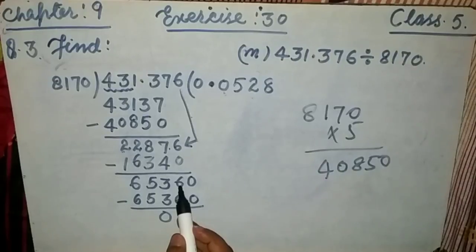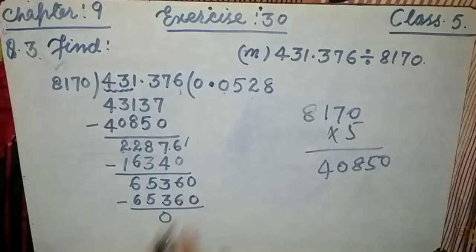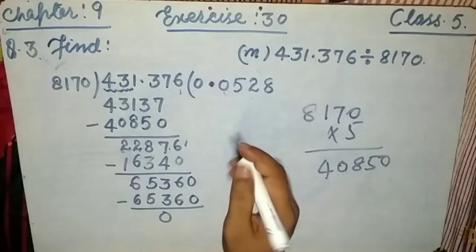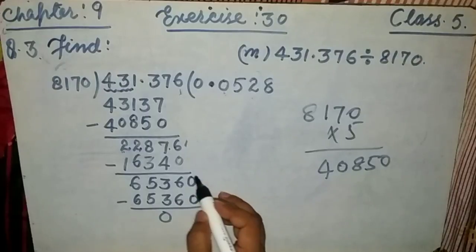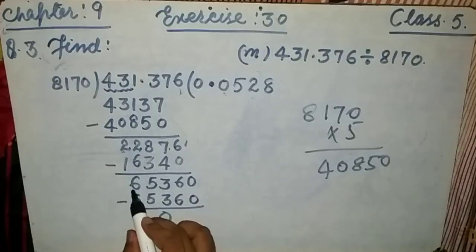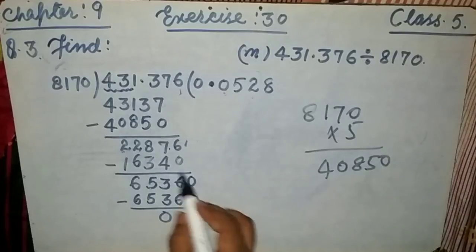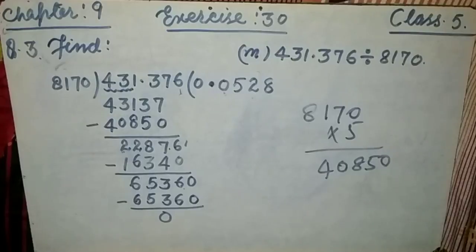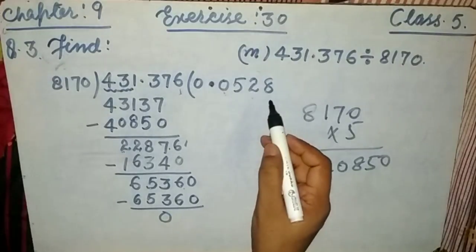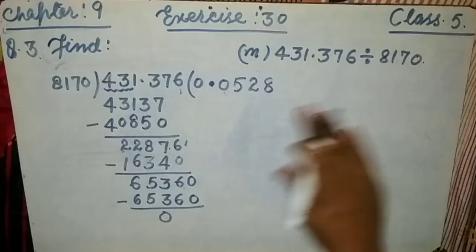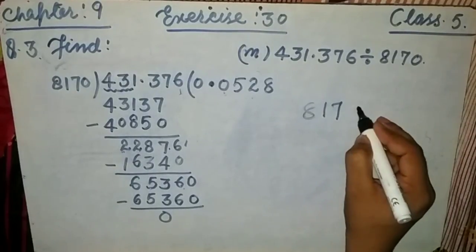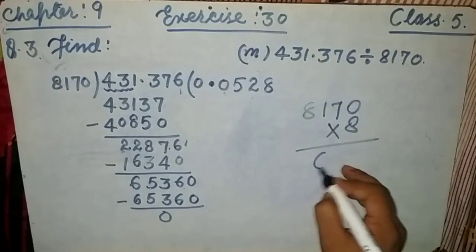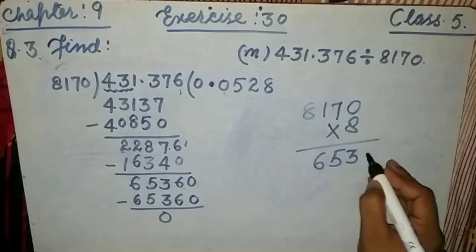We get 6,536. Now we are going to divide till the remainder is 0. So this is why we place 0. Now this becomes 65,360. Now how many times does 8170 go? Here it is 8 times. 8170 multiplied by 8, we will get 65,360.